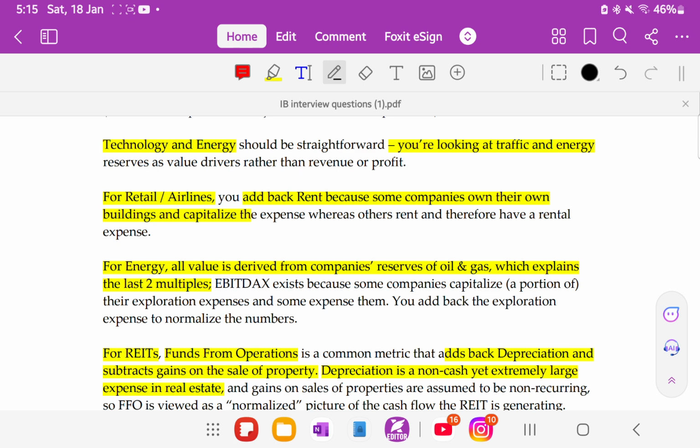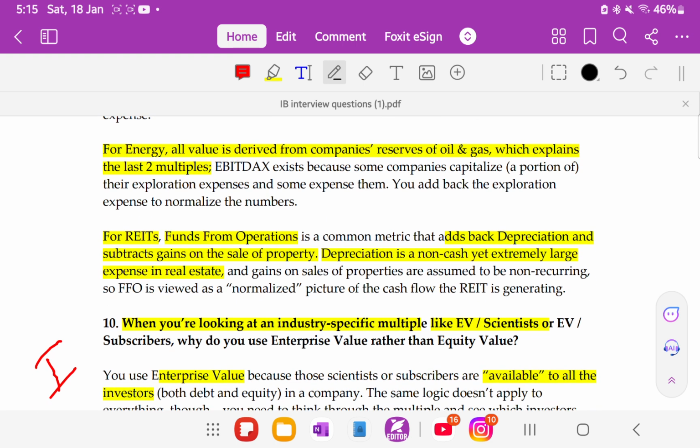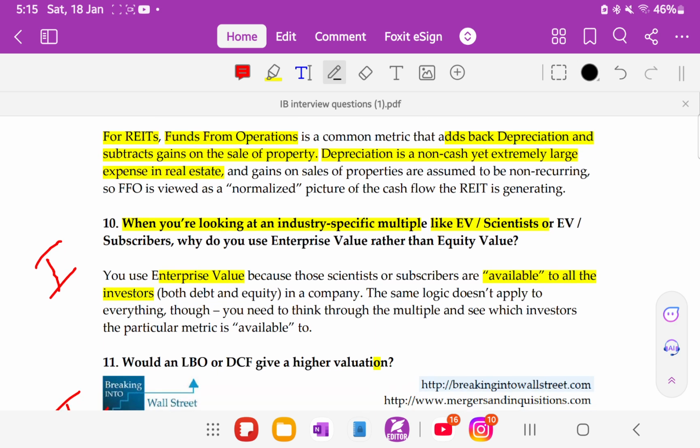For a REIT, funds from operations is a common metric that adds back depreciation and subtracts gains on the sale of property. Depreciation is a non-cash and extremely large expense in real estate, and gains on the sale of property are assumed to be non-recurring. FFO is used as a normalized picture of the cash flow the REIT is generating right now.